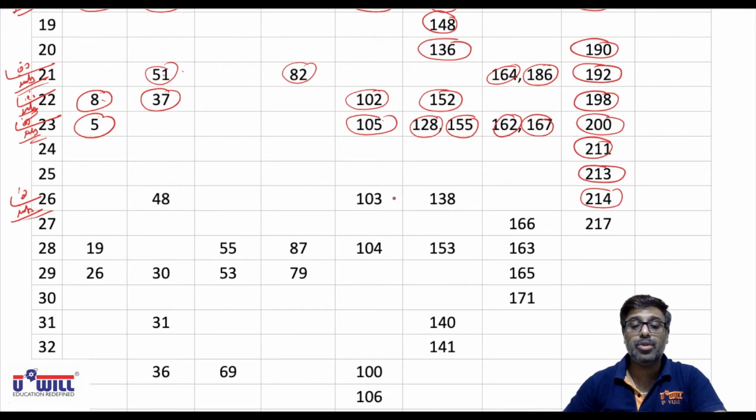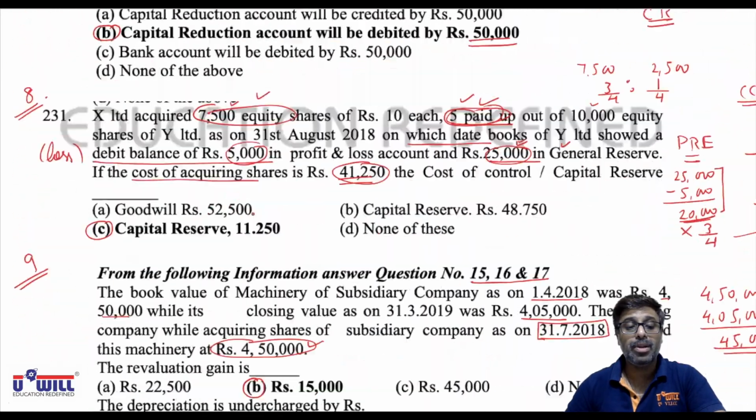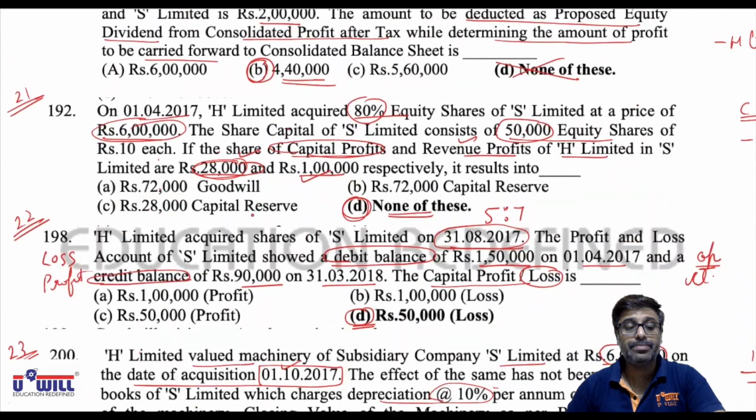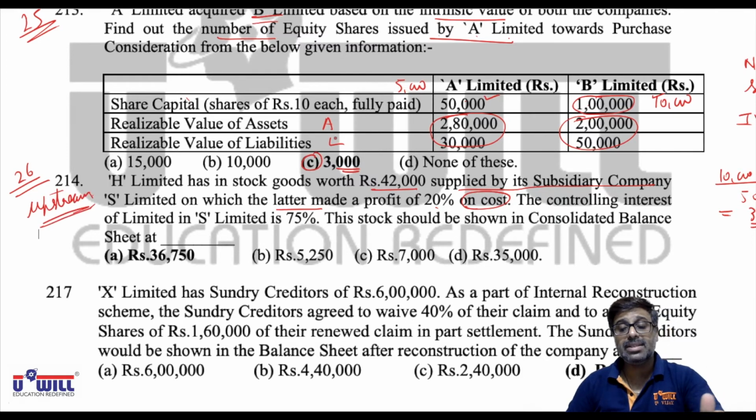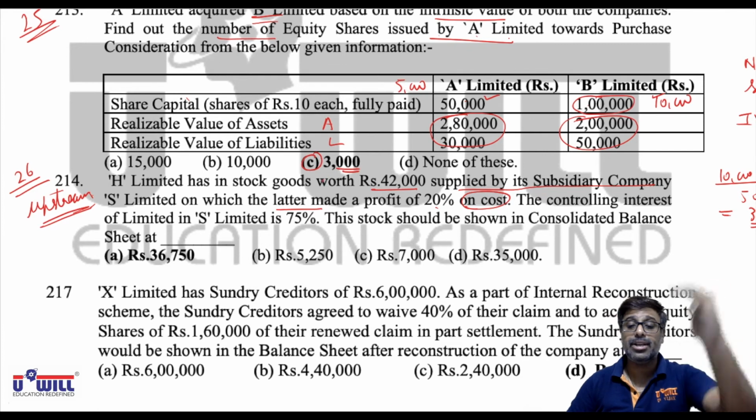214, and similar to that, 3 questions are there that you'll be trying on your own. So look at question number 214. 26th question. H Limited has in stock goods worth rupees 42,000 supplied by its subsidiary company S Limited, on which the latter made a profit of 20% on cost, so we'll do 20 by 120. One more thing, H Limited has in stock goods supplied by subsidiary company, which means it is an upstream sale. Subsidiary is selling to holding, child is selling to the parent.